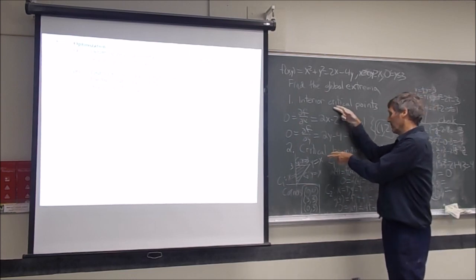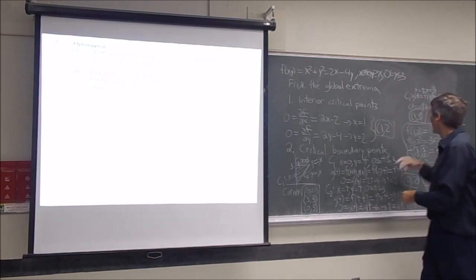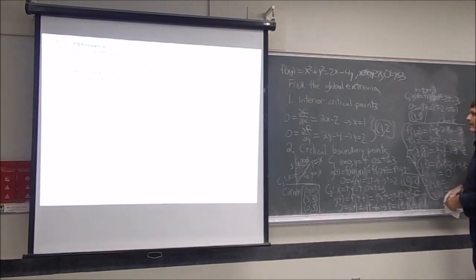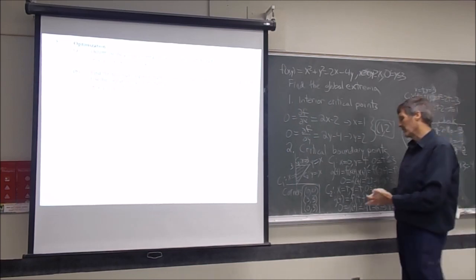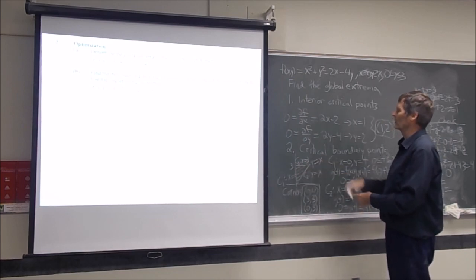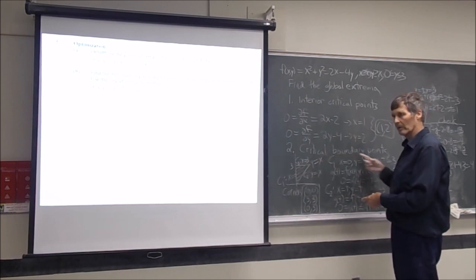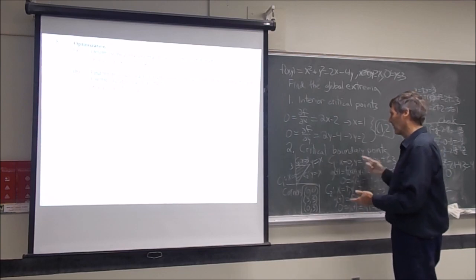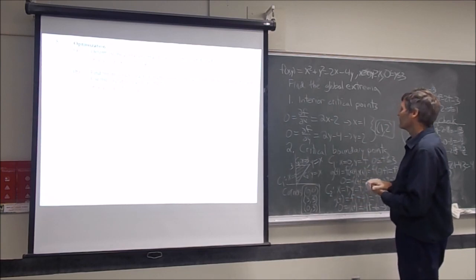You find the interior critical points, the boundary critical points, plug them all into the function. The largest is the absolute maximum, the smallest is the absolute minimum, because every absolute maximum and minimum of a continuous function on a closed bounded region like this occurs either at an interior critical point or a point along the boundary, which you can find the critical points for also.